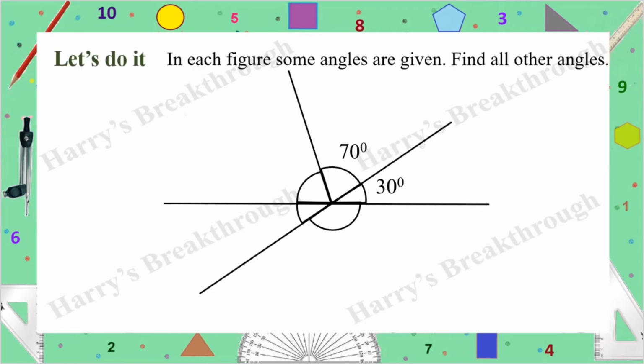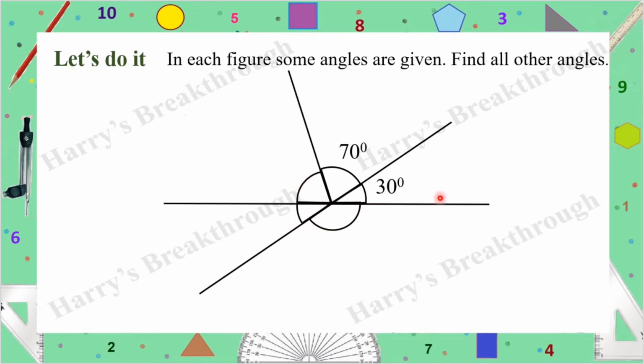So here we have some problems to do. In each figure, some angles are given. Find all other angles. So here two angles are given in this figure. So we have to find the other three angles. How can we find that?